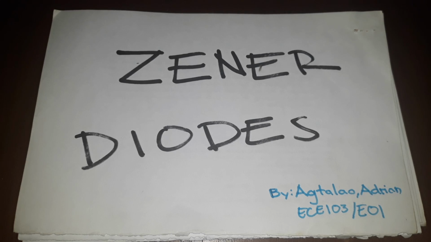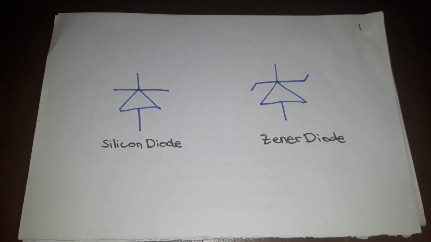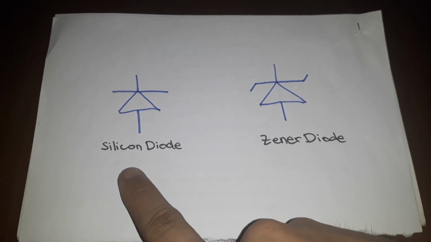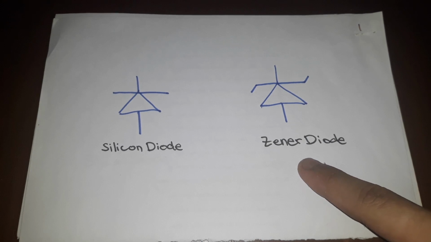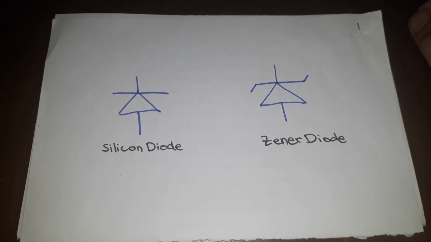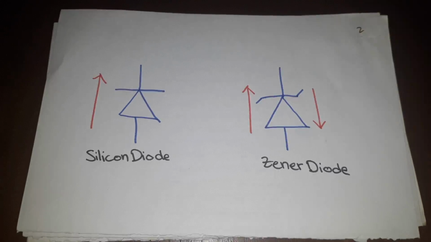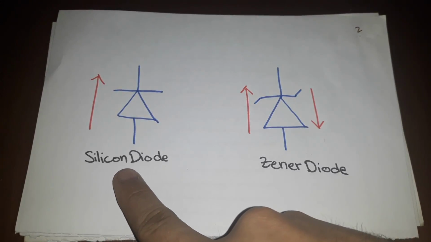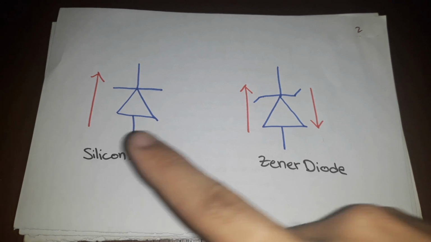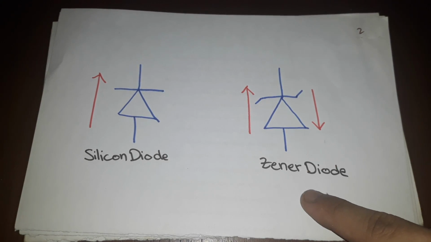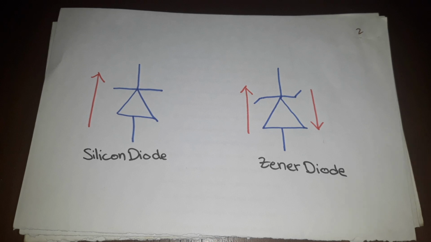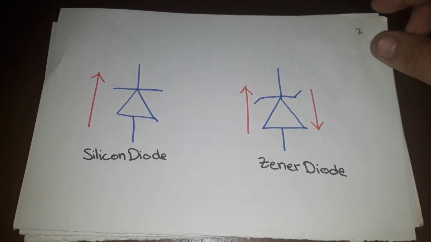Now, I'm going to explain more about Zener diodes. This is the symbol for a regular diode, in this case a silicon diode, and this is the symbol for a Zener diode. We have to be careful about this because they behave differently and they don't have the same use. With a regular diode, current can only flow in one direction. But a Zener diode can actually allow current to flow in both directions.